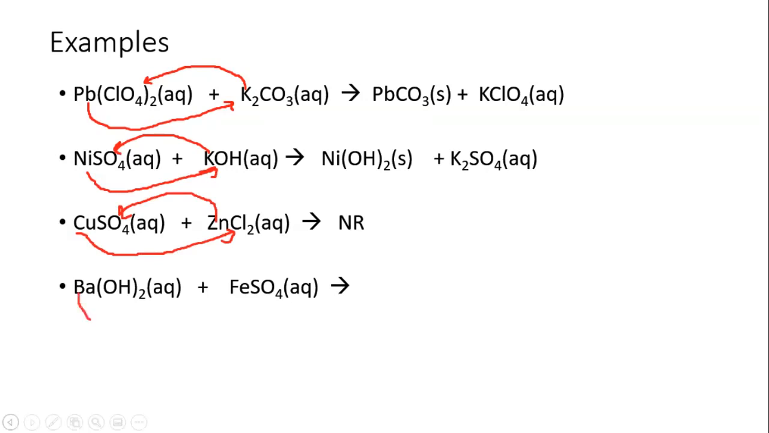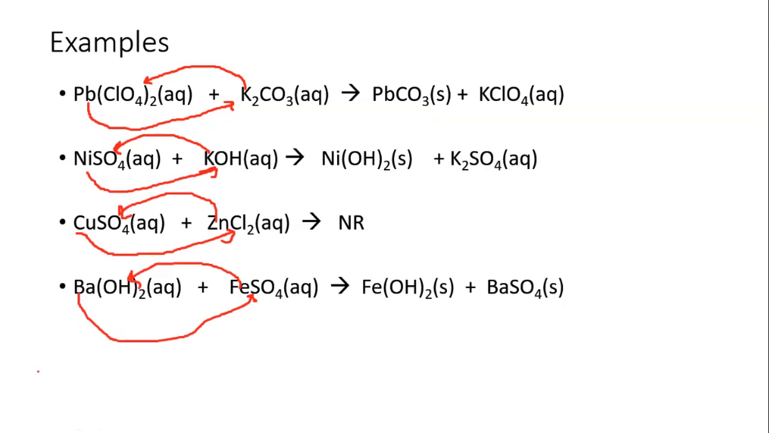Then we have barium reacts with sulfate, iron reacts with hydroxide. And so in this example, we get 2 precipitates. Iron 2 hydroxide is insoluble and barium sulfate is insoluble. Most of the time you'll get 1 precipitate. A few times you may encounter 2 precipitates, or you may encounter no precipitates. So again, the way I know that lead 2 carbonate, nickel 2 hydroxide, iron 2 hydroxide, and barium sulfate are solids is based on the solubility rules.